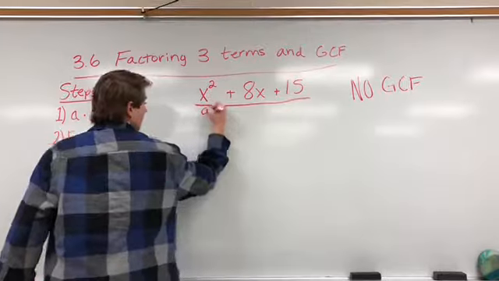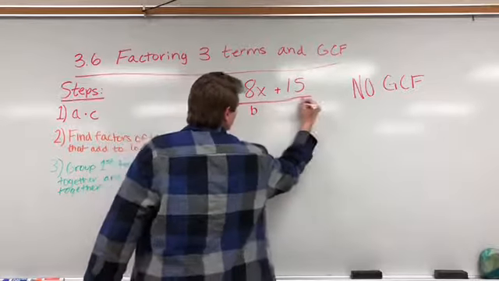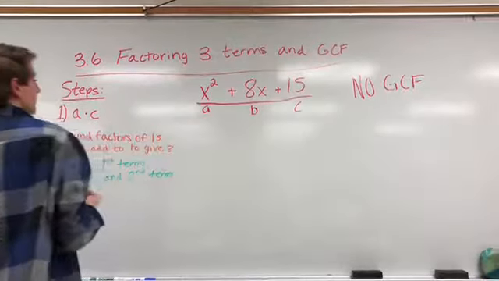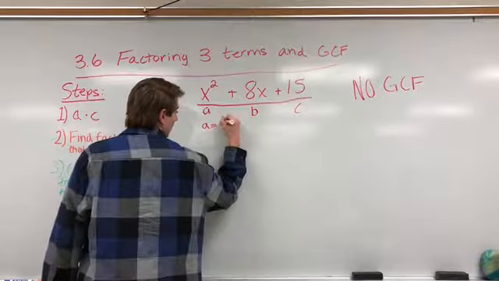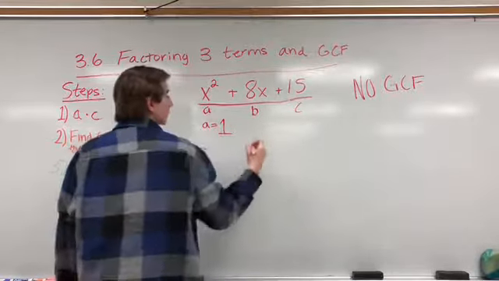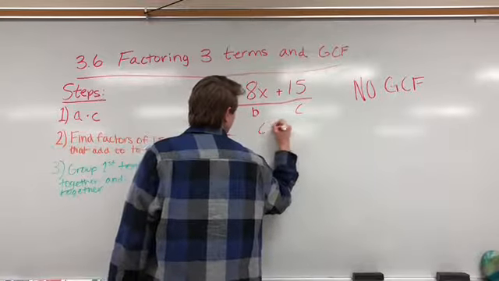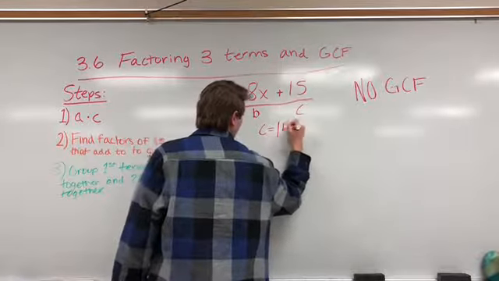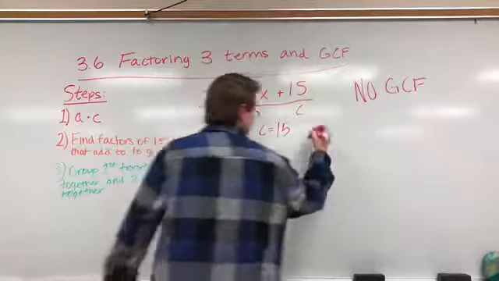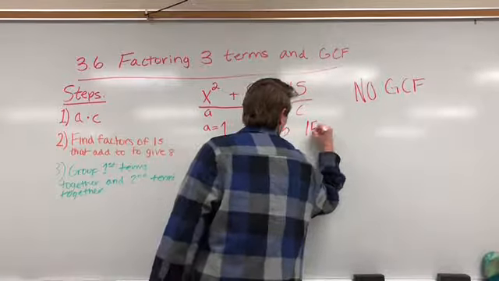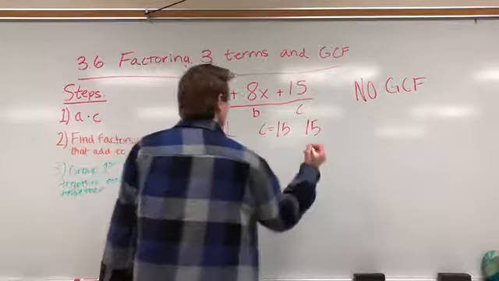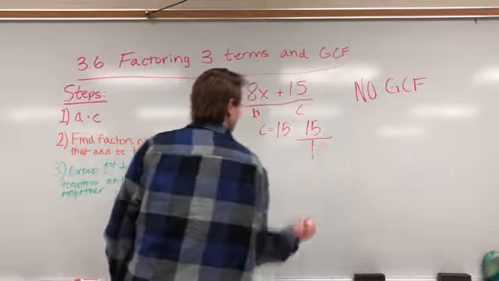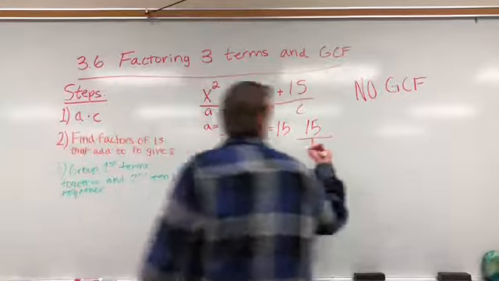So we have a, b, and c. So a equals 1, c equals 15. 1 times 15 is obviously 15, which leads us to our second step, finding the factors that will add up to 8 and multiply to give us 15 still.